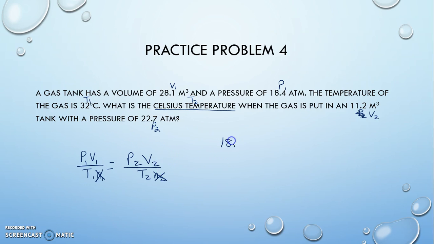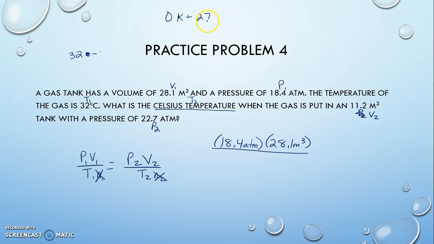All right, so we plug this in. We've got 18.4 atmospheres. And then for V1, we've got 28.1 meters cubed. And then for T1, we've got 32. Well, to get from Celsius to Kelvin, we've got to do 32, and we add, can't remember if we add or subtract. I have to do this every single time.